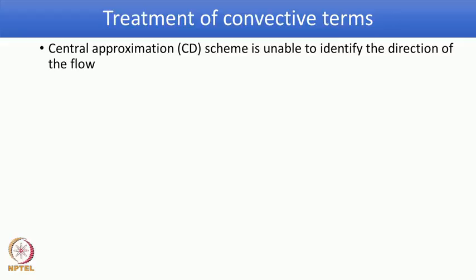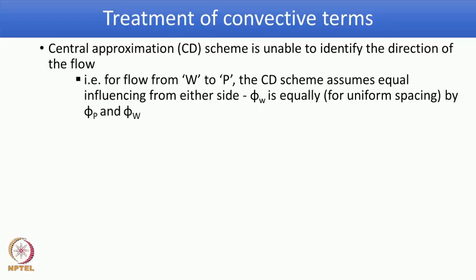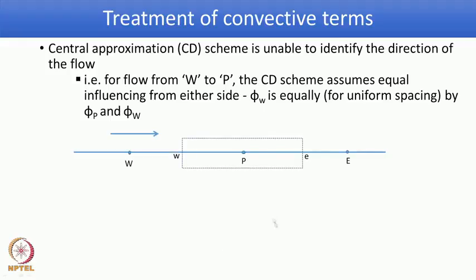The central scheme, as we noticed earlier, takes equal weightage from the neighboring nodes. Because of its nature, it is unable to identify the direction of the flow. So, for example, in this illustration that is shown here, the flow is from left to right as marked here. We know the variable value at the west node and the node of interest P. Then the CD scheme assumes equal influence from either side.